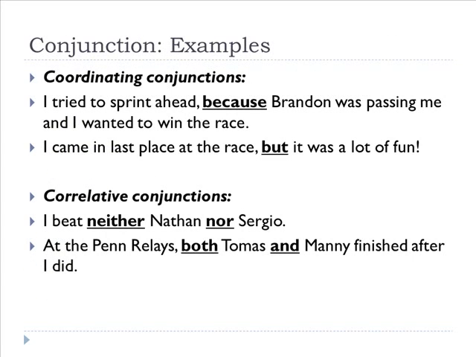So let's start with coordinating conjunctions. These are just words that connect like words or groups of words. So: I tried to sprint ahead because Brandon was passing me and I wanted to win the race. So both because and and are connecting a complete clause to a clause. They're connecting like types of words. Or: I came in last place at the race, but it was a lot of fun. Again, we have a clause at the beginning with a subject and a predicate, and a clause at the end with a subject and a predicate.